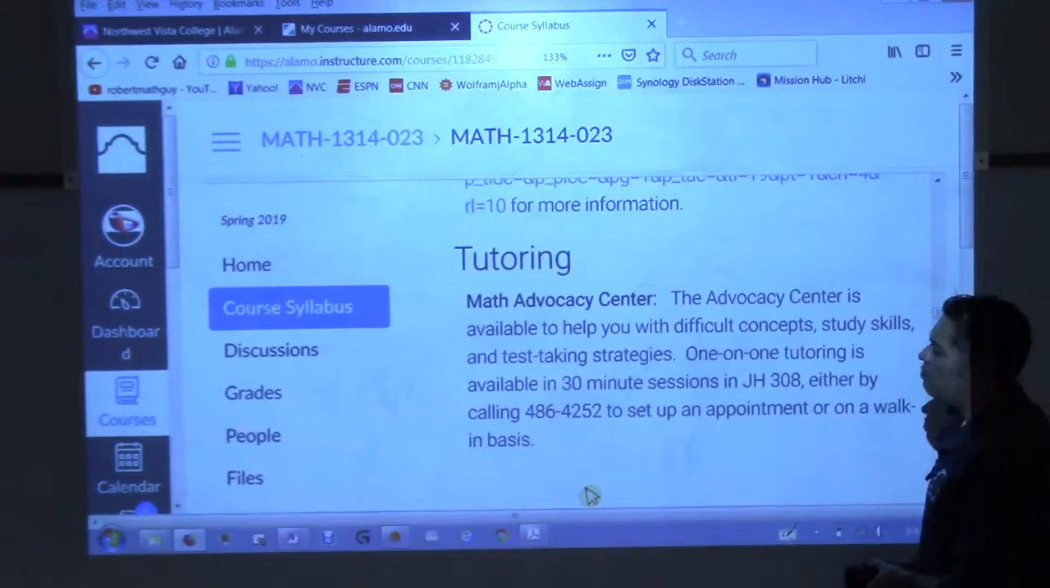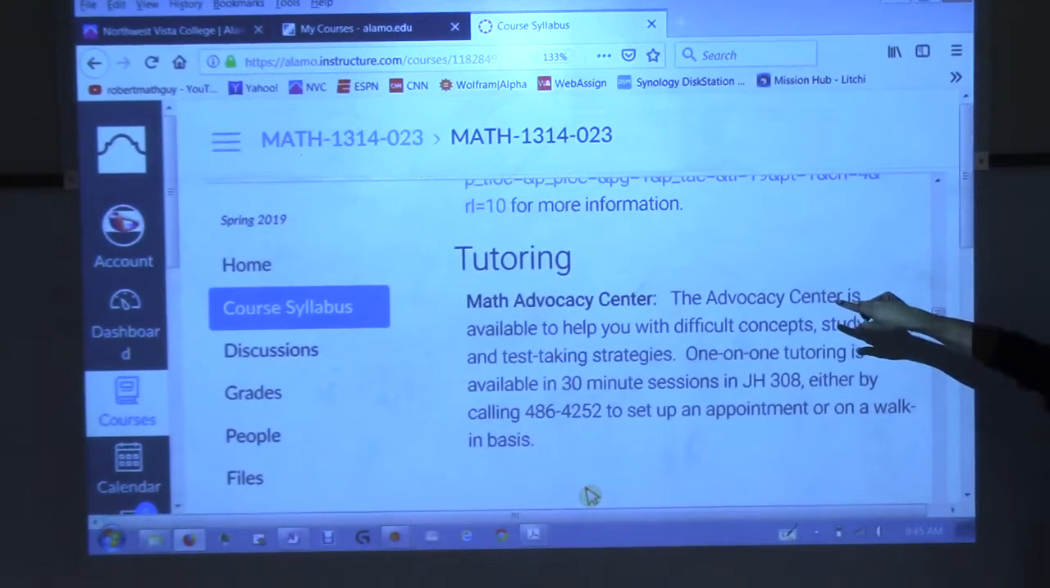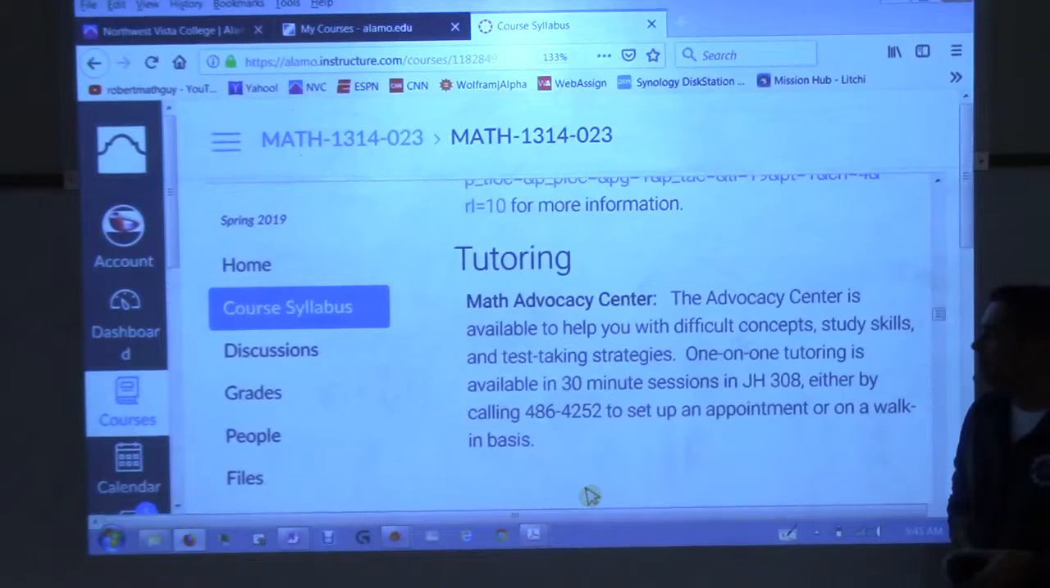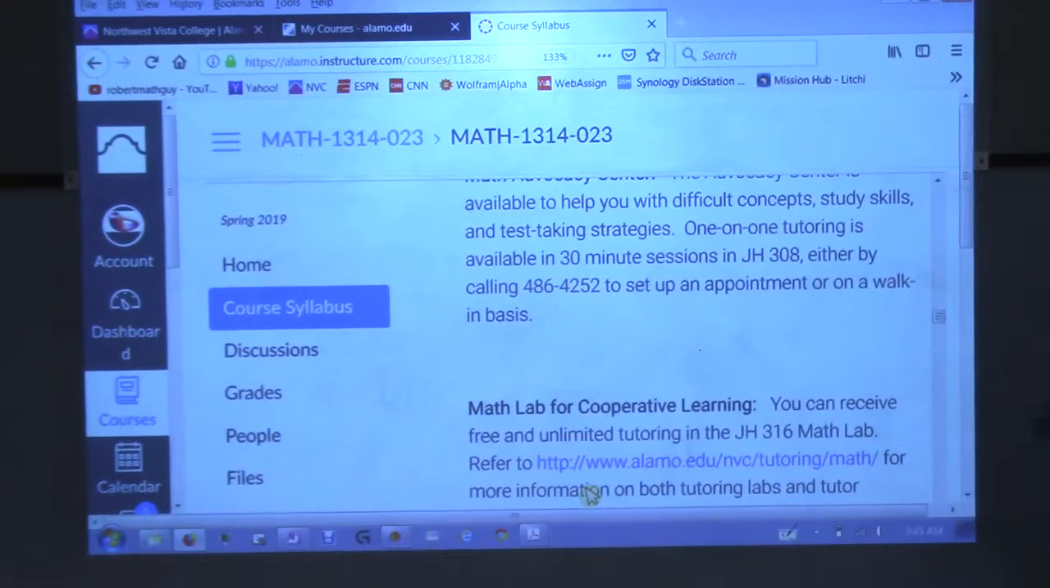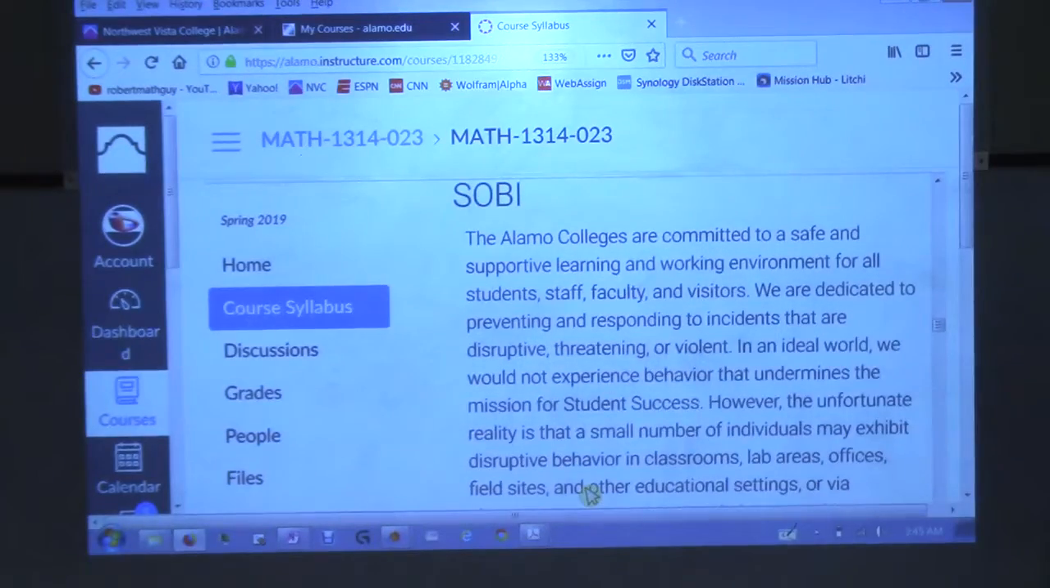Tutoring, okay, so just be aware that there is free tutoring right here on the 3rd floor, right down the hallway. Okay, free, you go in, they've got hours posted on the doors. You can go in there and get help, all right? There's 2 tutoring centers. They do different things. You can just go visit them and talk to them if you need to. All right, SOBI.